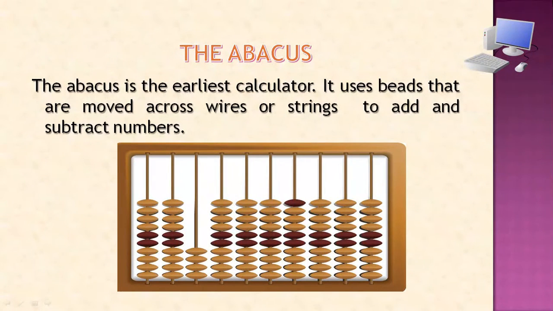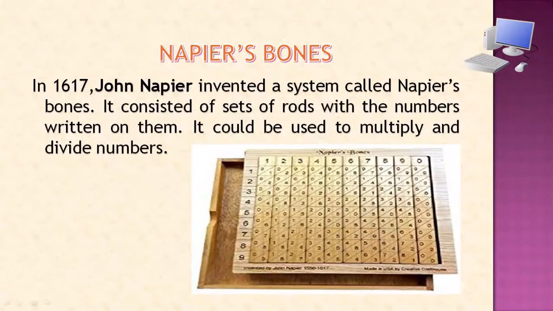The abacus. It is the earliest calculator which uses beads that are moved across wires or strings to add and subtract numbers. It has helped to achieve accuracy in calculations. Napier bones. In 1617, John Napier invented a system called Napier bones. It consisted of a set of rods with numbers written on them. It could be used to multiply and divide numbers.